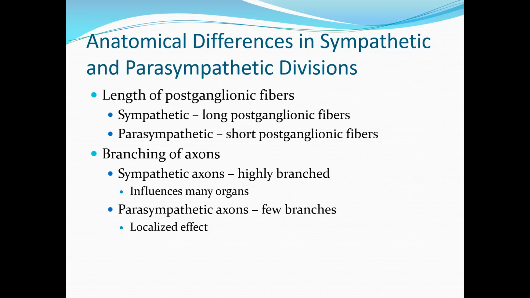Branching of the axon. The sympathetic axons are highly branched, so they influence many organs. That's why when you give epinephrine, it's not just one or two organs that are affected. Many organs are affected: your blood vessels, your heart, your kidney, your liver, your metabolism, all that stuff. Parasympathetic axons have few branches, so they have a much more localized effect. So when you give glycopyrrolate, what does it do? It primarily affects the heart, does a little bit of other things, but that's the primary effect.